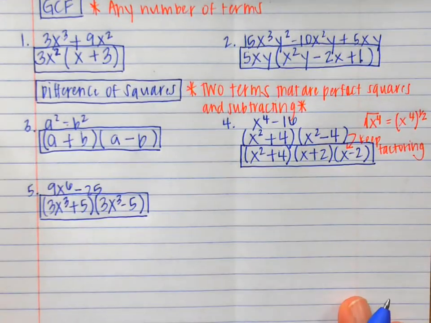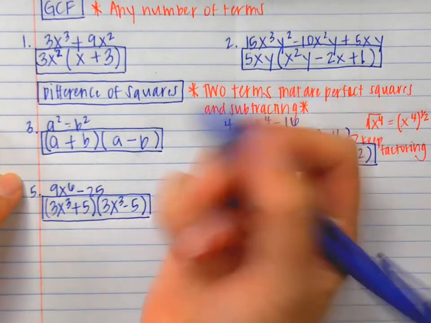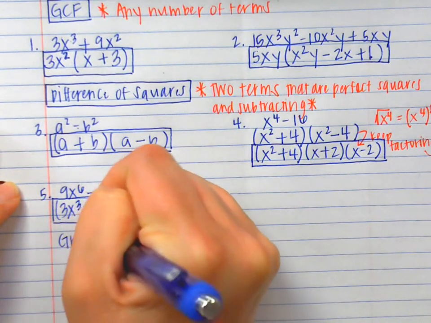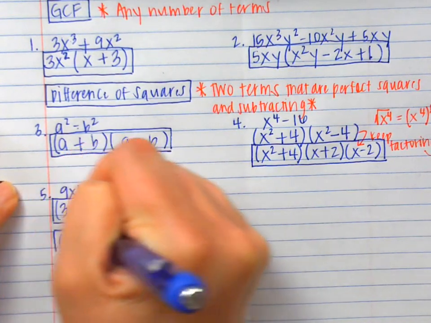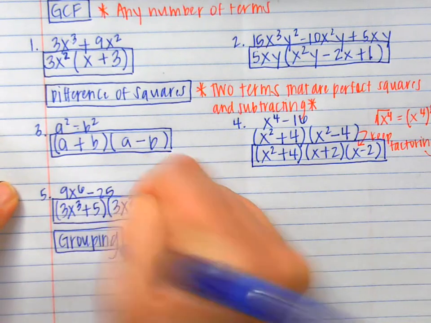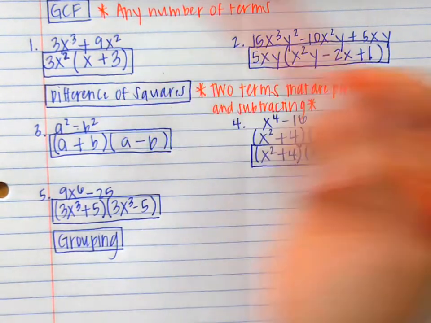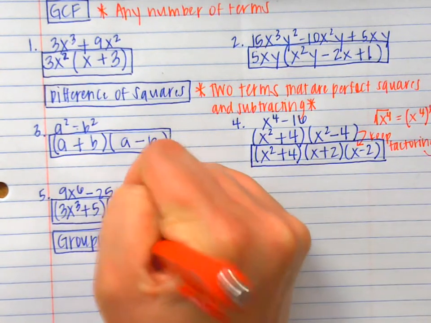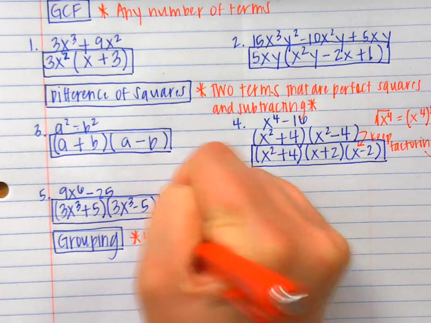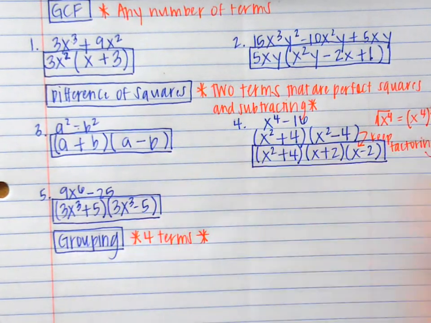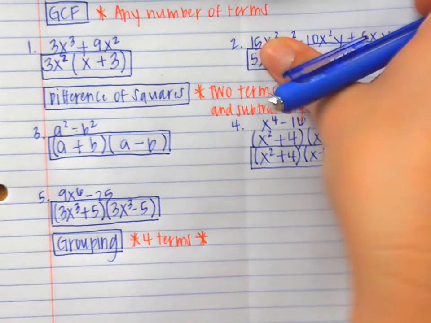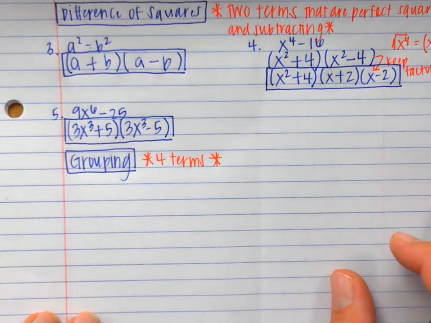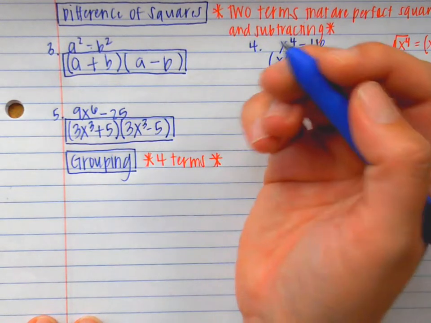We're going to keep going. My third method is grouping. Grouping is super important. So with grouping, difference of squares was when we had 2 terms. Grouping is when we have 4 terms. Okay, so with the 4 terms, I'm just going to rearrange it so you guys can see it.